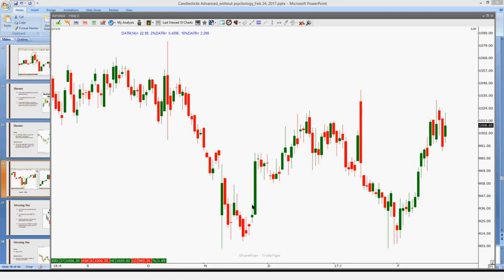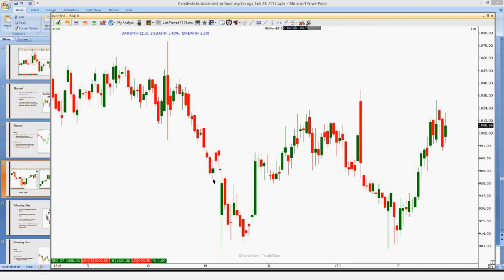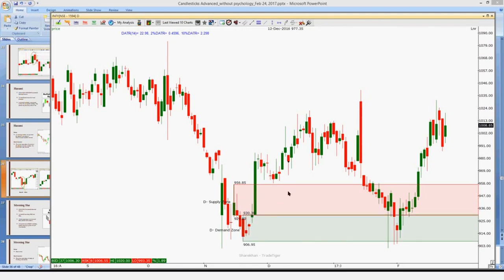So if we do that, aren't we having this engulf here? Aren't we having that engulf there? We are having it, right? So now the trade bias is confirmed. You're going to take a long trade here. Okay, now what should be the target?